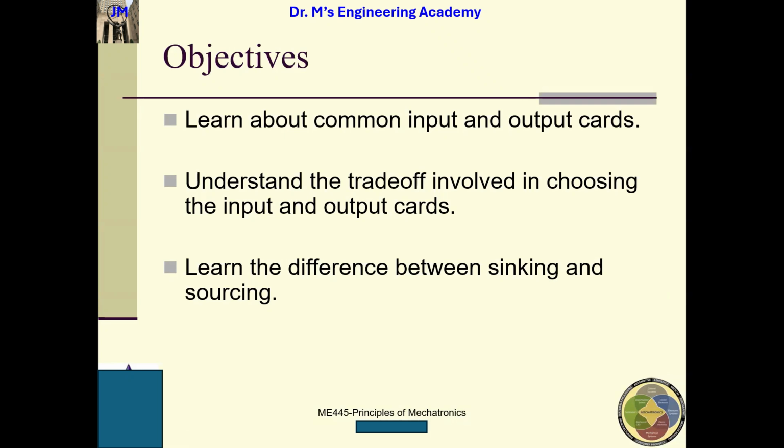So today we are going to learn the common inputs and outputs to the PLCs, understand the trade-offs involved in choosing the inputs and outputs, and learn the difference between sinking and sourcing. Actually, all these things, Frank has done for us. In our PLC labs, I only taught you how to wire them. So Frank copied and has done a good job, and he has finished wiring everything for us.